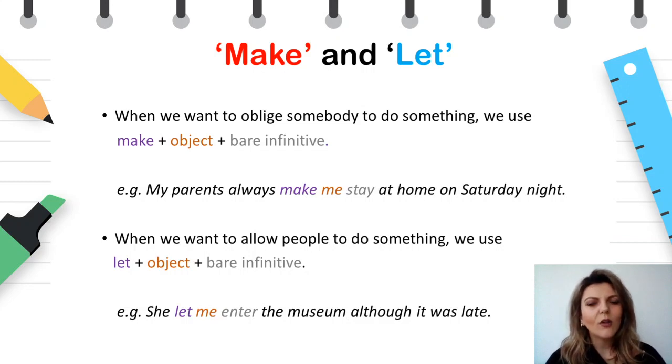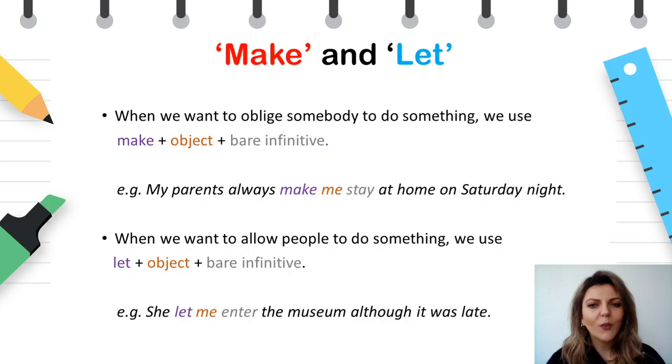On the other hand, when we want to allow somebody to do something, in English we use let, we use the object and the bare infinitive. As in the example, she let me enter the museum although it was late. We have the verb let, the object me, and the verb enter in the bare infinitive.